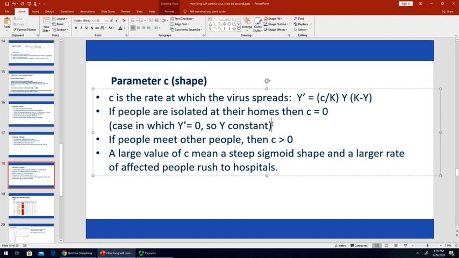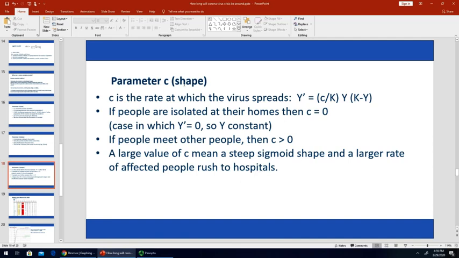Well, in reality, people don't stay home. They go to buy groceries and they go to the doctor or whatever, in which case C becomes larger than 0. A large value of C means that the sigmoid curve is steeper, which means that a larger rate of affected people will rush to hospitals. So the administration prefers that not many people rush to hospital, so the hospitals can have enough capacity to treat people. So actually it is delaying the number of people who get affected.